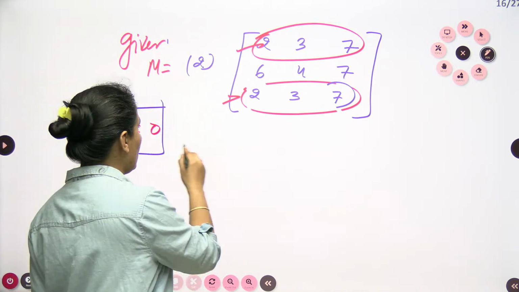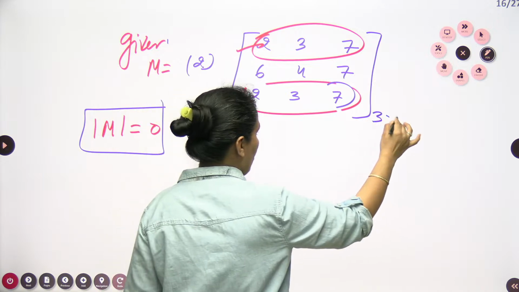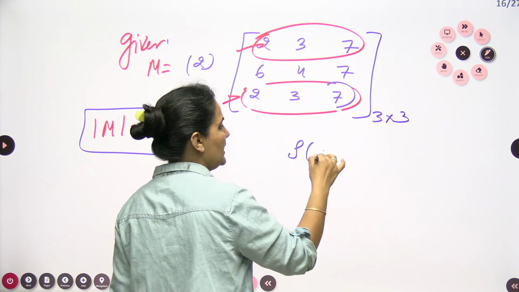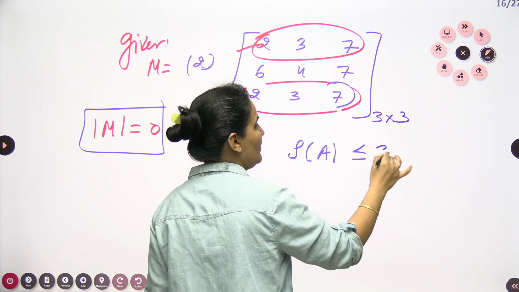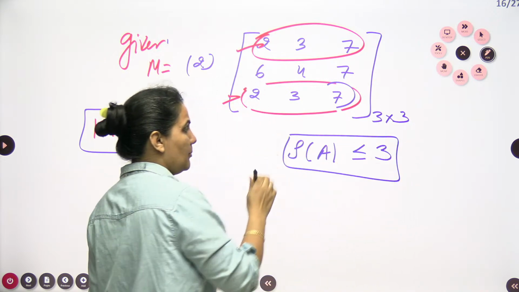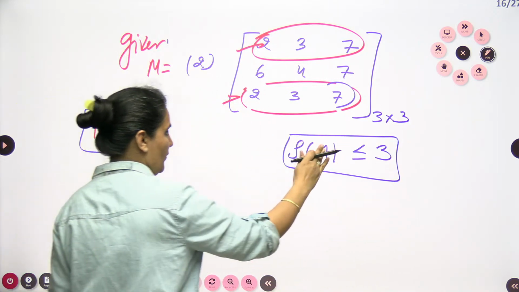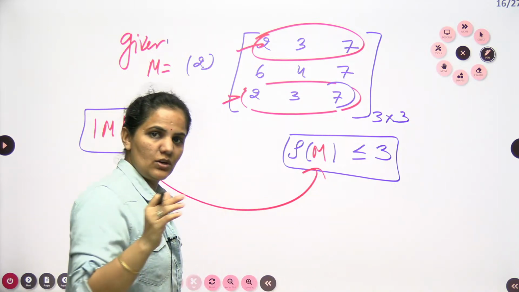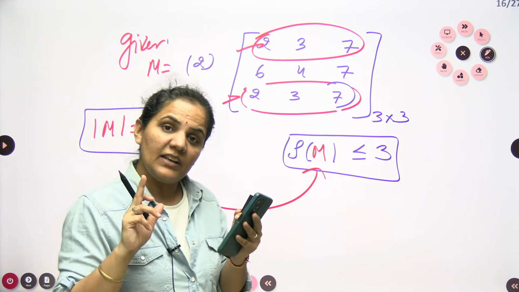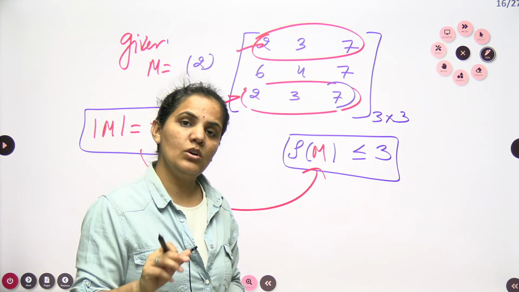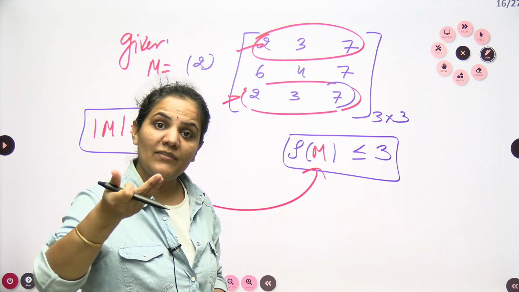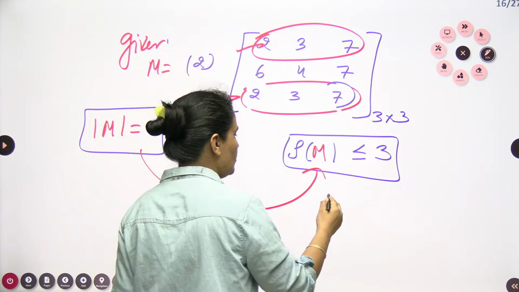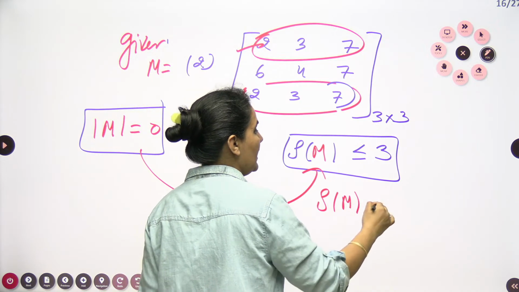When the determinant of a 3 cross 3 matrix, look at the order here, if you will approach here, it is giving you the sense that the rank will be less than or equals to 3. But once you are having that the determinant of M is 0 for the 3 cross 3 matrix, directly we can write down the rank will be now less than 3.